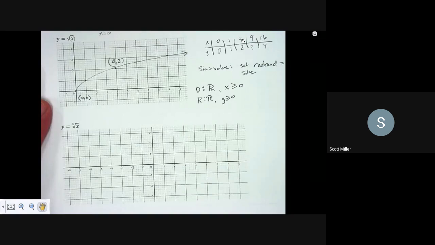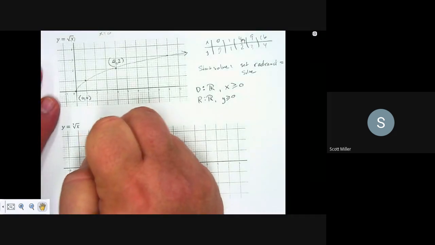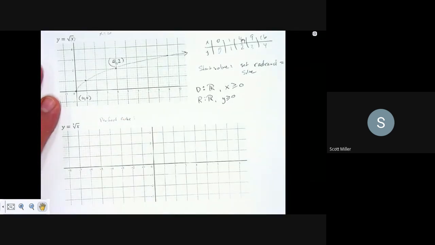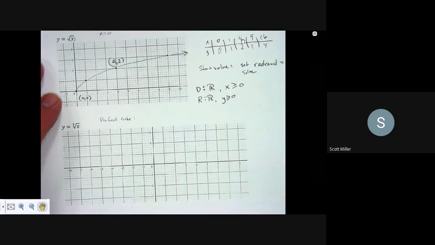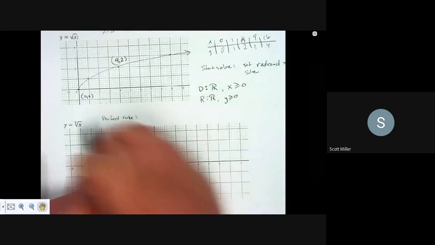Okay, let's look at the cube root, a little bit different. The cube root has perfect cubes. So what are perfect cubes? Now the thing about the cube root and cubes is I can have positive and negative values under the radical because it's a cube root, not a square root.